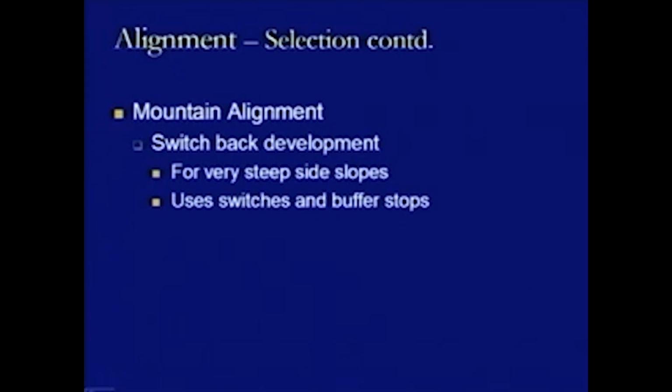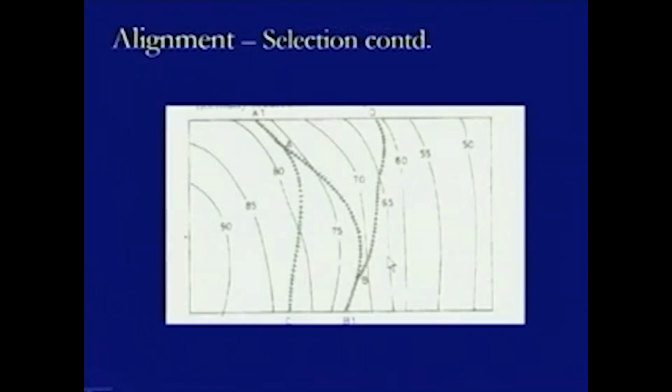In this sense it requires two things. One is a switch, from where it will change direction, and it requires a buffer stop, that is a point up to which it goes and stops, takes a change of direction, and then starts moving in the other direction. And this type of development, where it goes in one direction, stops, and then starts coming in the backward, opposite direction, is for this reason termed as switchback development.